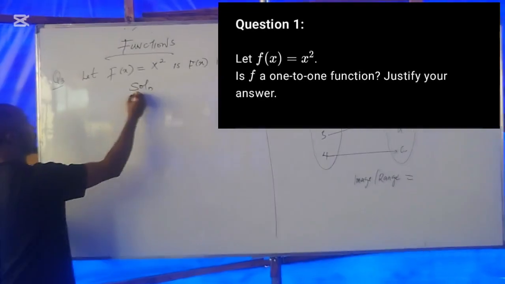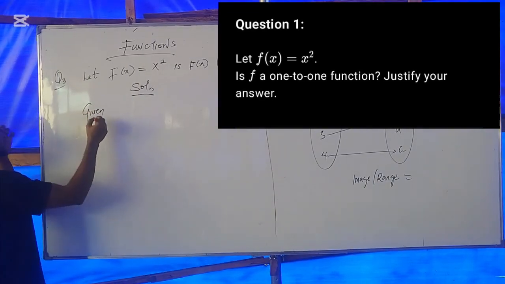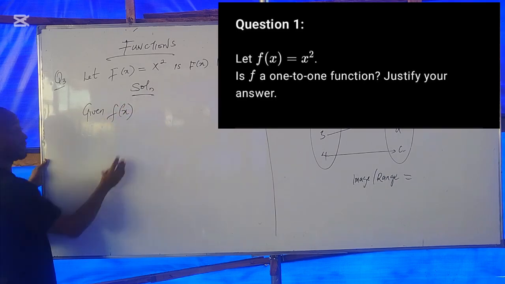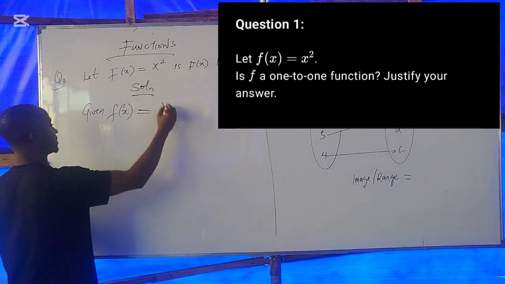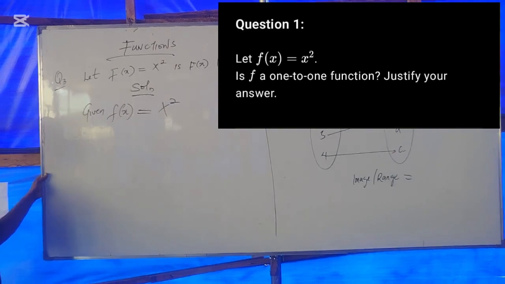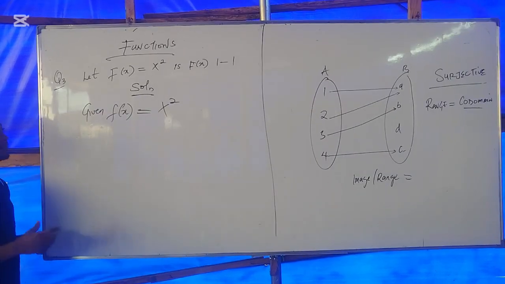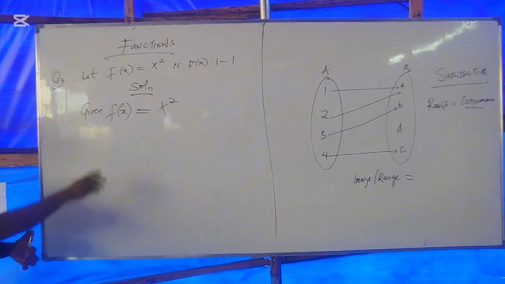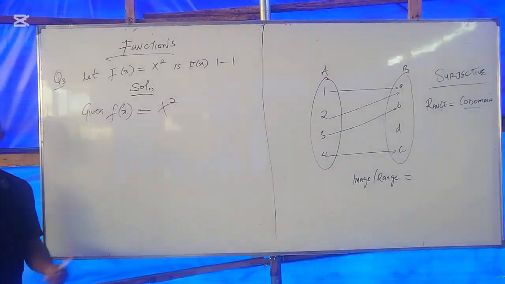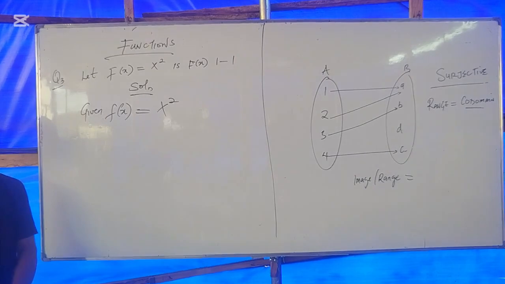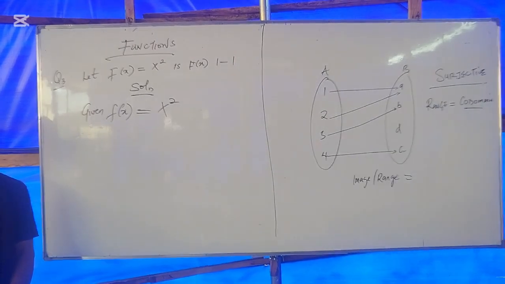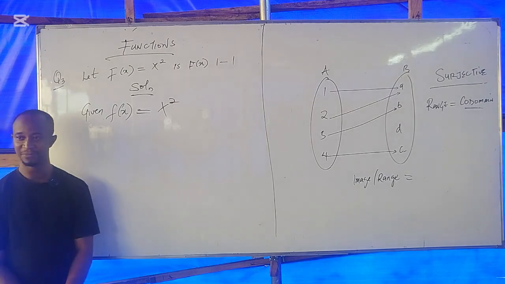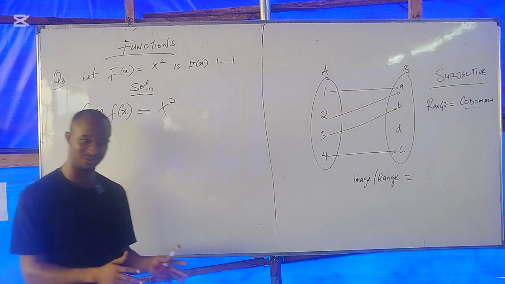The solution to this is that we are given f of s equal to s squared. Are you following? It is not one-to-one. Looking at this alone, it's not one-to-one. Do you know why? Look at me: the negative and the positive value still get you to the same value.